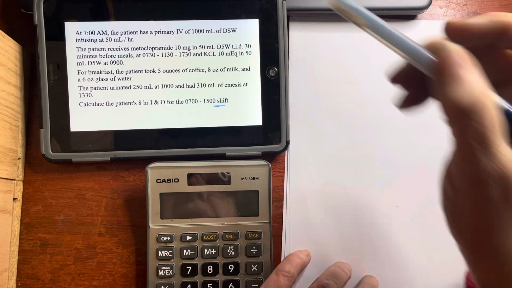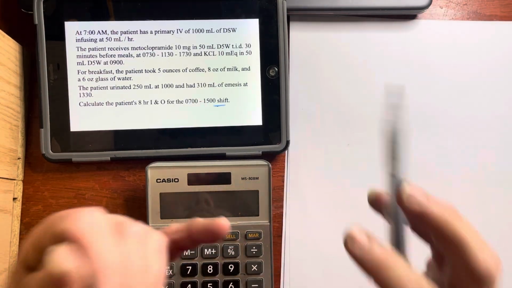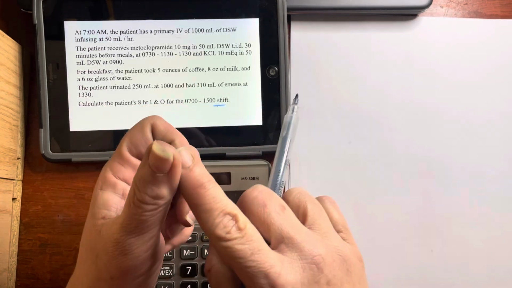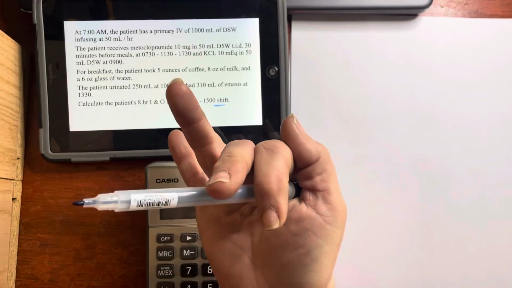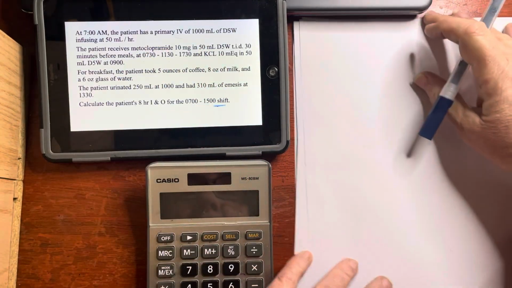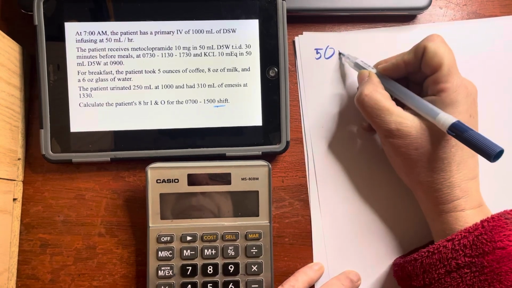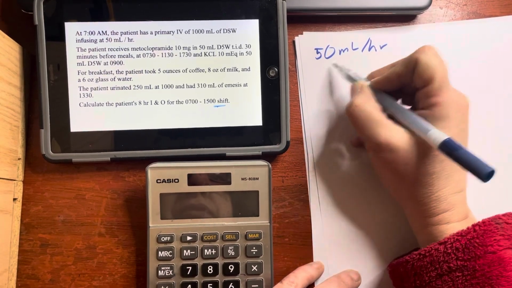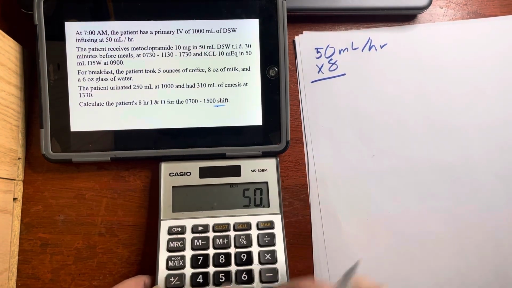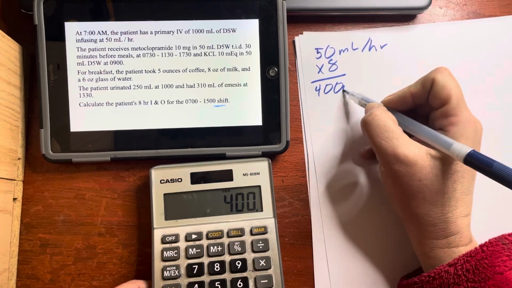Okay. So he has a primary line started at 7. 7 to 8, 8 to 9, 9 to 10, 10 to 11, 11 to 12, 12 to 1, 1 to 2, 2 to 3. I know it's 8, but I'm just showing you could count it up. It's going at 50 milliliters per hour for 8 hours. So 50 times 8 equals 400 milliliters.